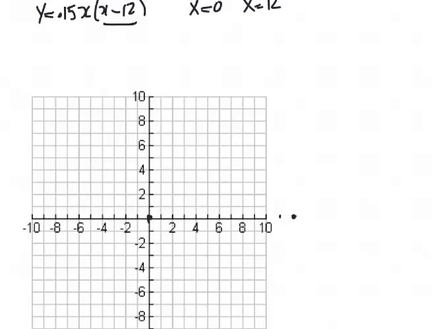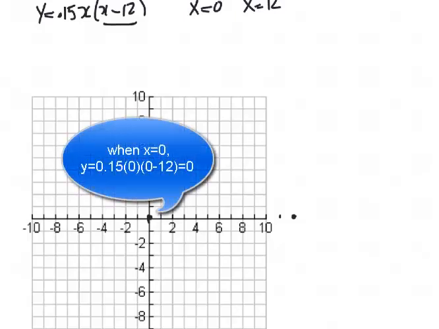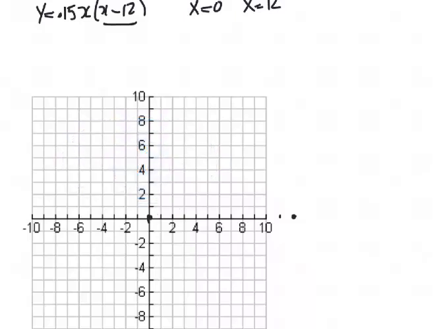Now I'm going to find the y-intercept. To find the y-intercept, we have to find the value of y when x is equal to 0. When x is equal to 0, then we get y equal to 0. So the y-intercept is 0, which is going to be the same point as the origin.